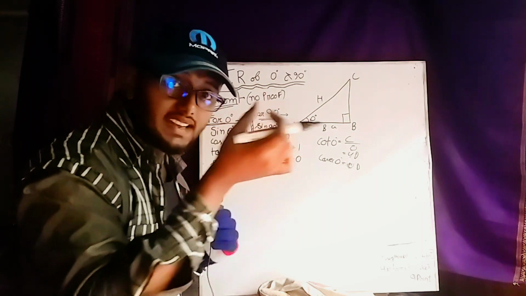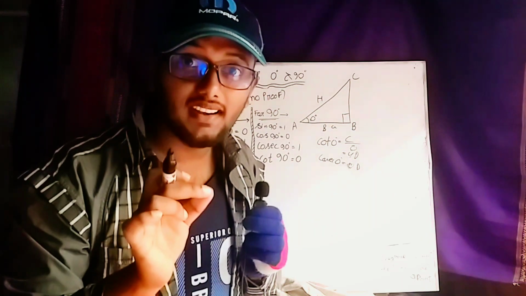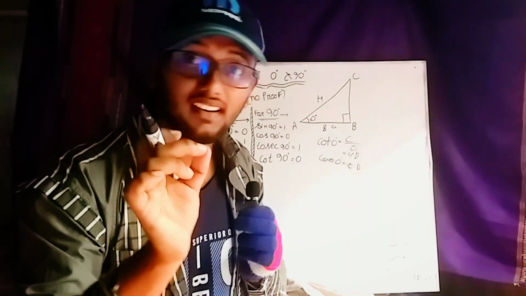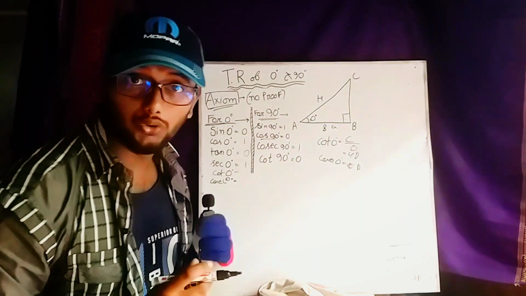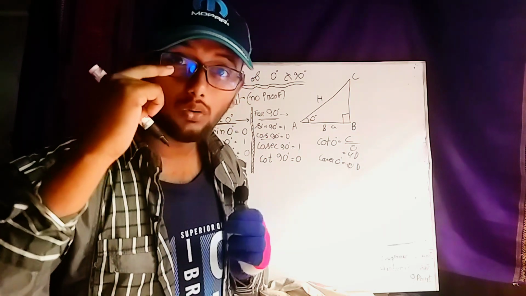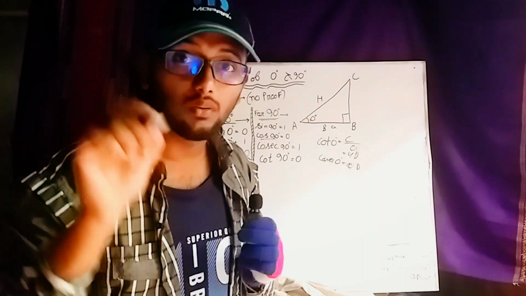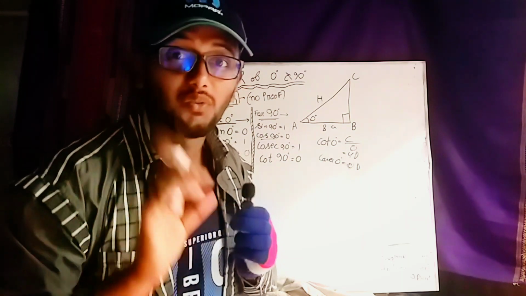Since sin 90 degree is equal to 1, what is cosec 90 degree? 1 by sin 90 degree. Sin 90 degree is 1, so 1 by sin 90 degree is also 1. What is cos 90 degree? 0. So what is cot 90 degree? Cot means cos theta divided by sin theta. Cos 90 degree is 0 and sin 90 degree is 1. 0 divided by 1 means 0.